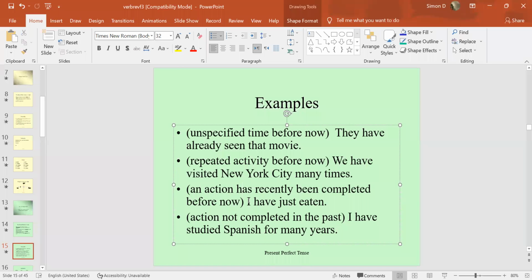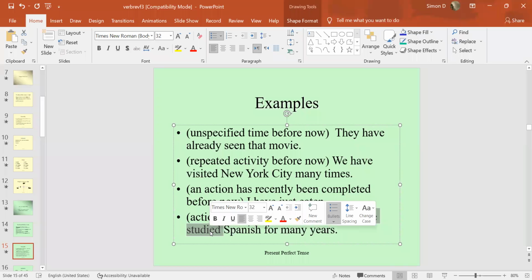An action that has recently been completed before now: I have just eaten. I have eaten. So this is the construction. It should be have or has plus past participle. Remember that construction. I have studied Spanish for many years. I have studied.